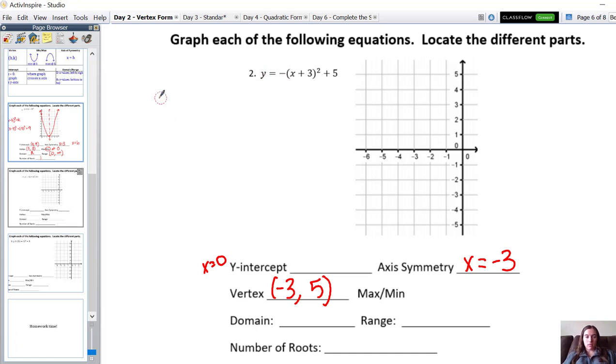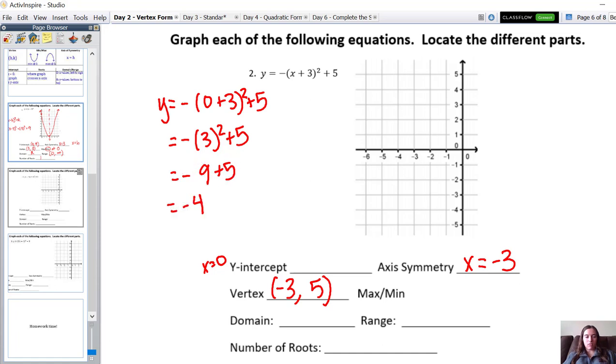So in my equation, I'm going to put 0 in for x: negative (0 plus 3) squared plus 5, and we've got to follow our PEMDAS rules. Parentheses first, 0 plus 3 is 3. Then exponent, so we're going to square that 3. So we have negative 3 squared is negative 9, plus 5, which is negative 4. So our y-intercept is at the point (0, negative 4).